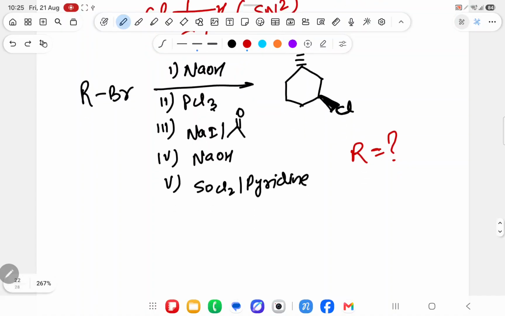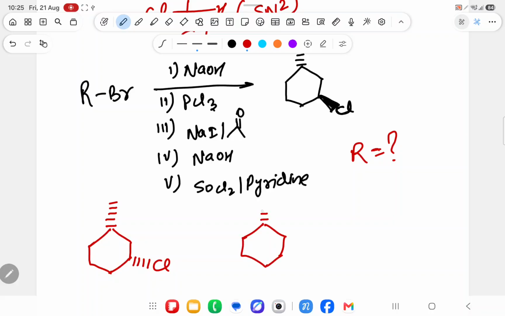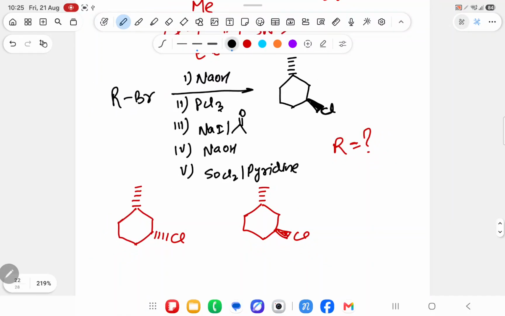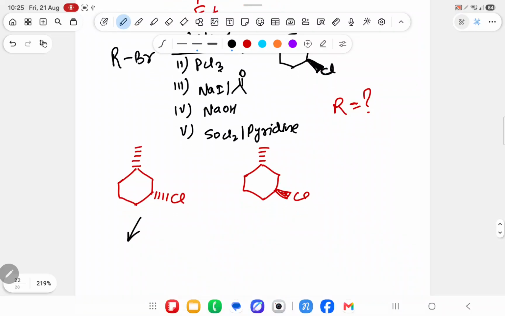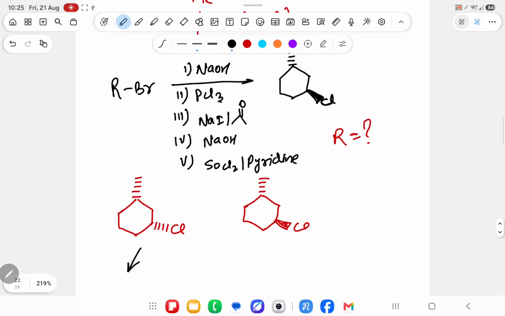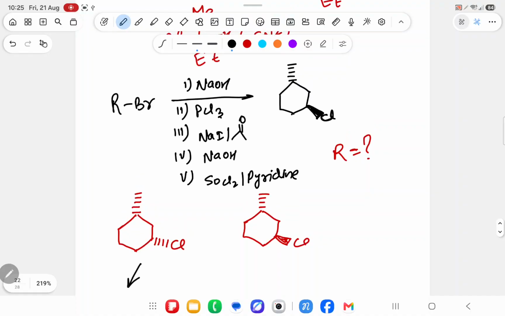So I will say, sir, R will have two options. This part stays as it is. Over here nothing happens. Either I will take Cl here and this part stays as it is, or I will take Cl there. My choice, R as R. Over here I will take Cl. Now I am going to react this with each and every reagent. I will react with NaOH, with 2 degree.